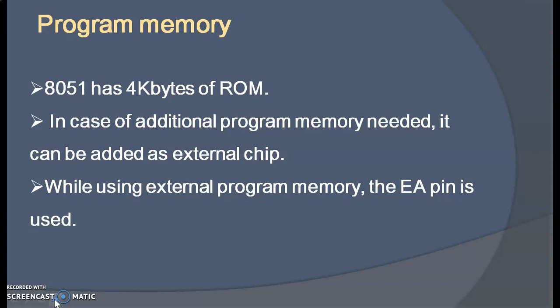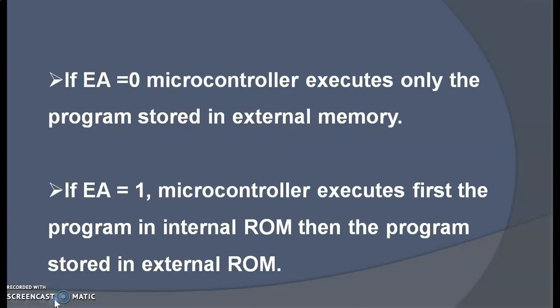Whenever external program memory is being used, we make use of EA pin. When EA pin is equal to 0, microcontroller executes only the program that is stored in the external memory. Whereas when EA value is made 1, microcontroller first executes the program in internal ROM, then the program stored in the external ROM is executed.